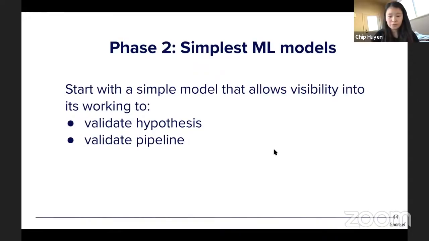So phase 2 is when you decide to go with machine learning. I think it's always good to start with something really simple, and something simple has several purposes. First is to validate the hypothesis. You have the data and the hypothesis that this data is going to help you do something useful. If simple models don't let you do anything, it doesn't necessarily mean that it will never work.